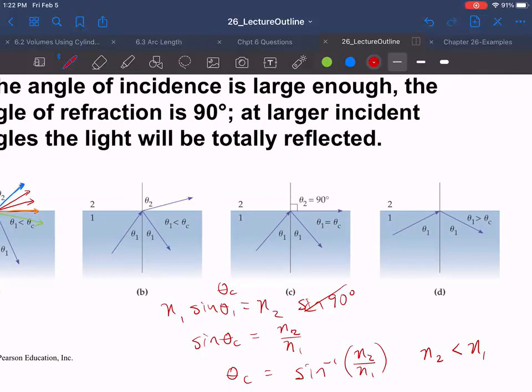What happens if n2 is greater than n1? And you try to take the arc sine of a number greater than one.